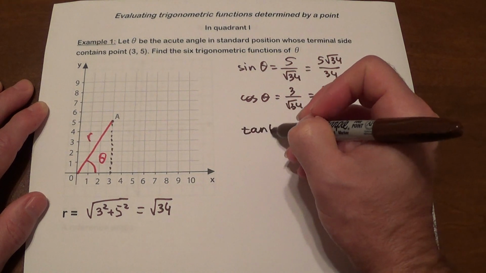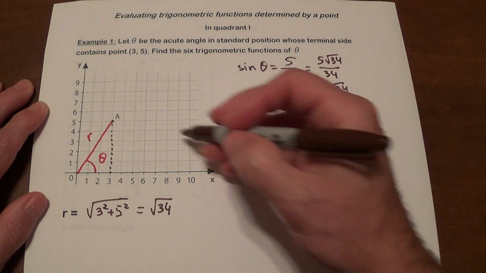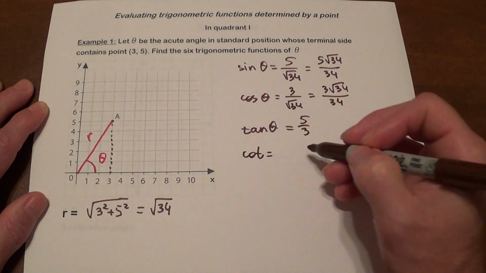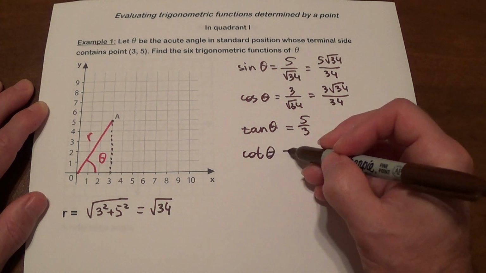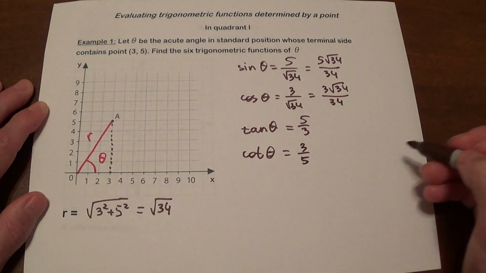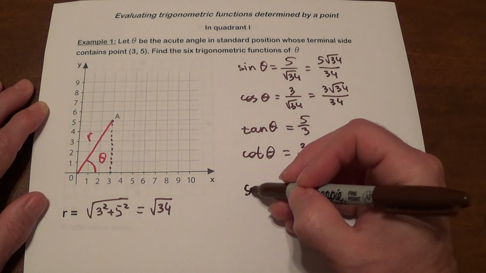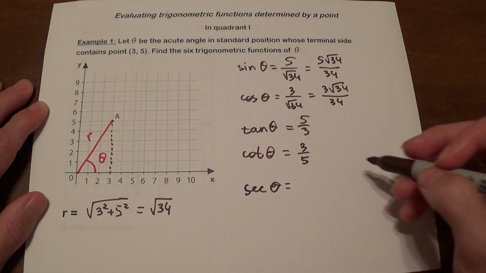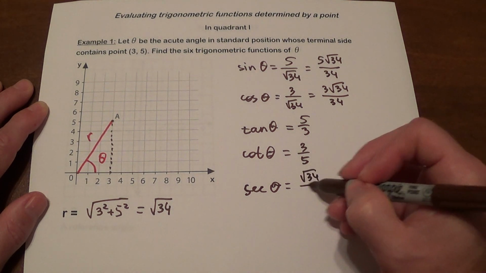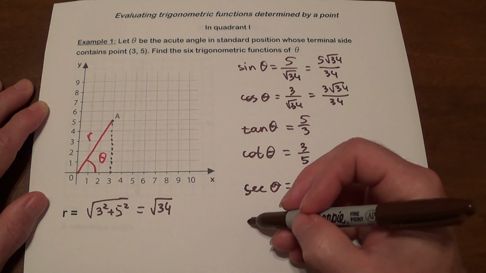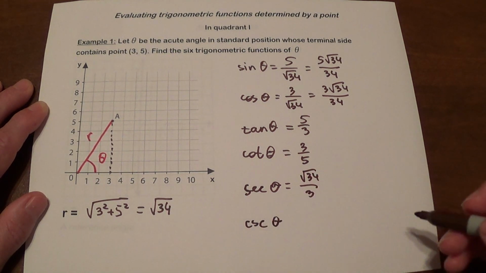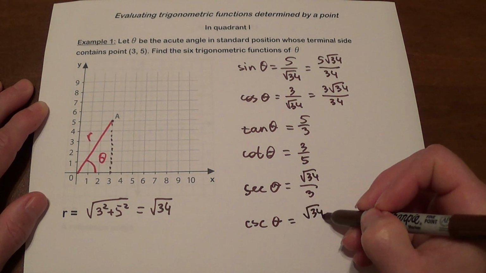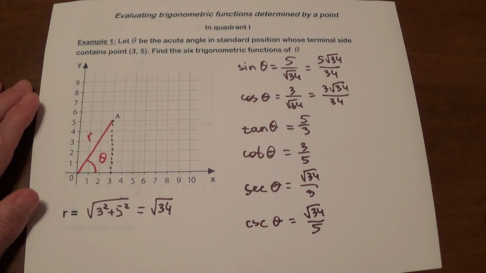Tangent is opposite over adjacent, which is going to be 5 over 3. Cotangent is going to be adjacent over opposite, so it's going to be 3 over 5. Let's go ahead. Secant. Secant is hypotenuse over adjacent, which is going to be square root of 34 divided by 3. And cosecant is going to be hypotenuse over opposite, which is going to be square root of 34 over 5. Okay?